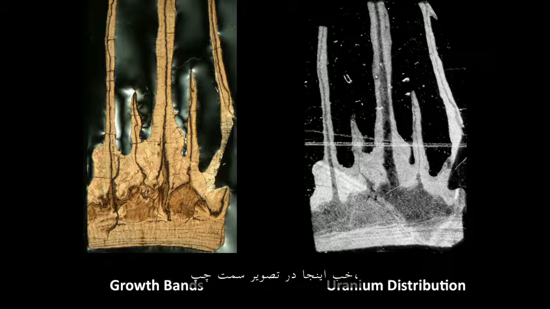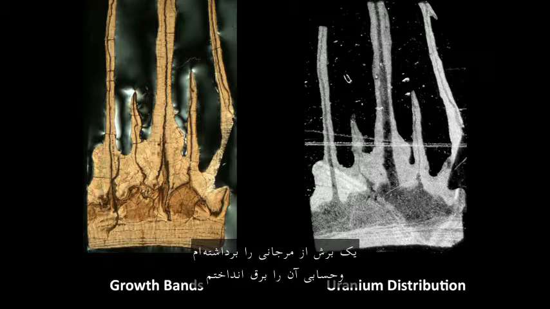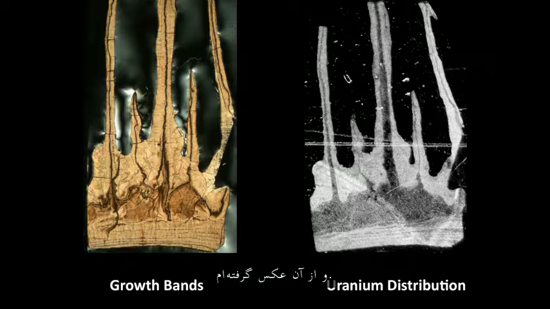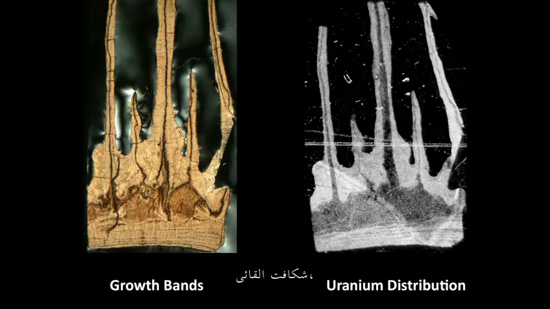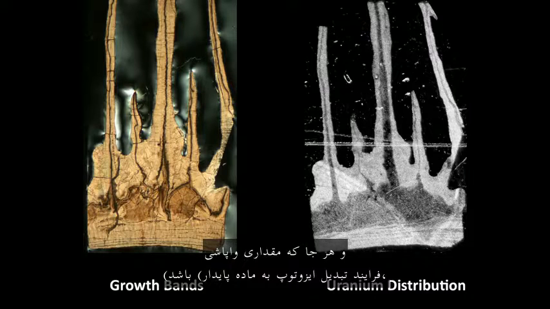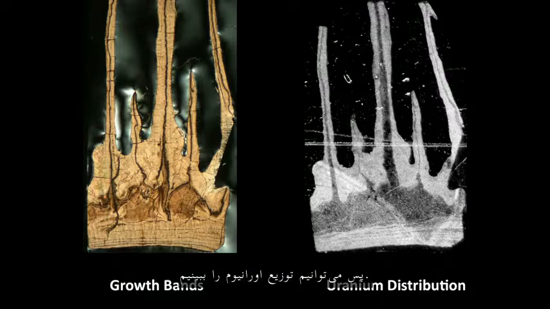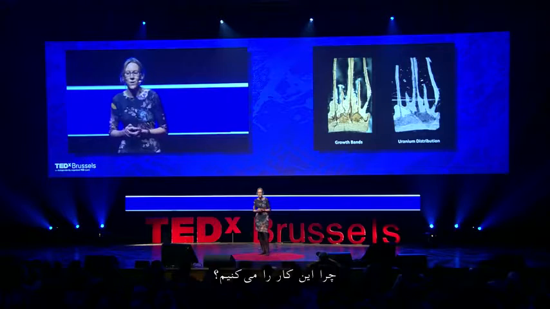So on the left-hand image here, I've taken a slice through a coral, polished it very carefully, and taken just an optical image. On the right-hand side, we've taken that same piece of coral, put it in a nuclear reactor, induced fission, and every time there's some decay, you can see that marked out on the coral, so we can see the uranium distribution. Why are we doing this?